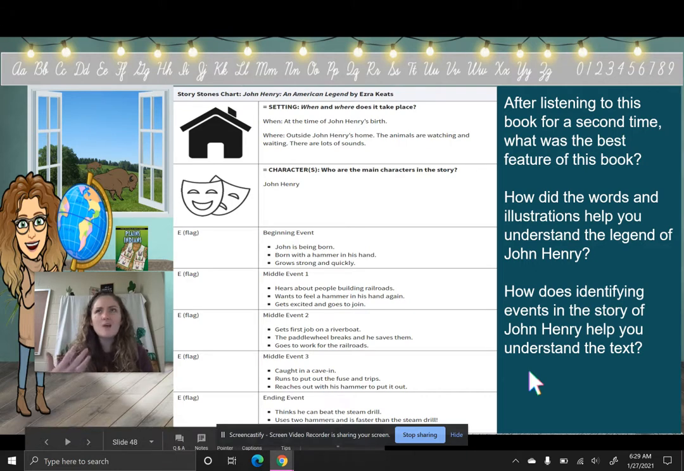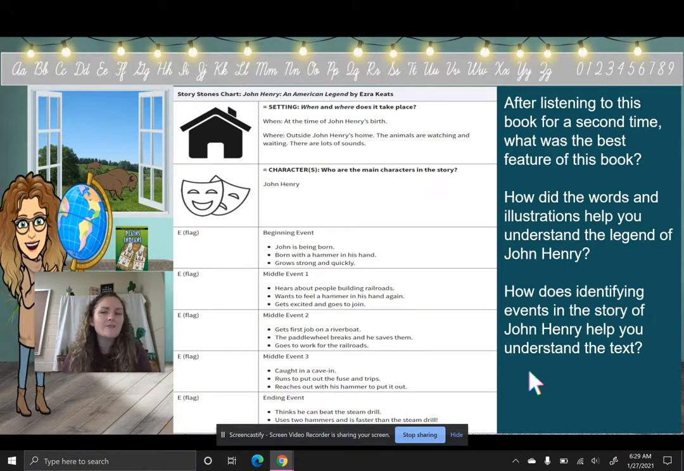What is something that we have learned about his character or what kind of person he is? Tell me what you're thinking in the puzzle. So, something that I am realizing about John Henry is that he was very brave. He was a very brave person. He was willing to do dangerous things to help people.